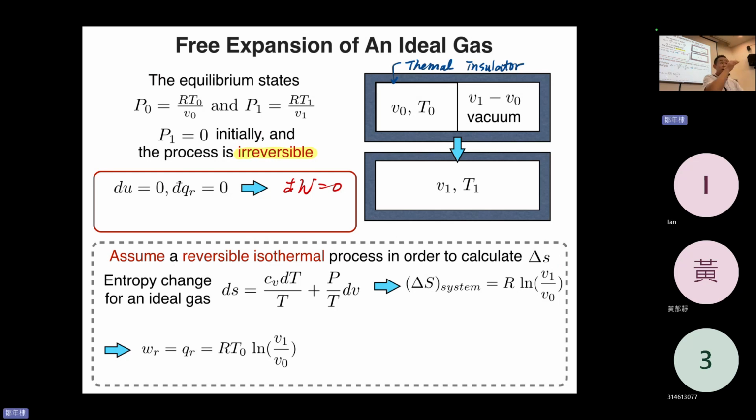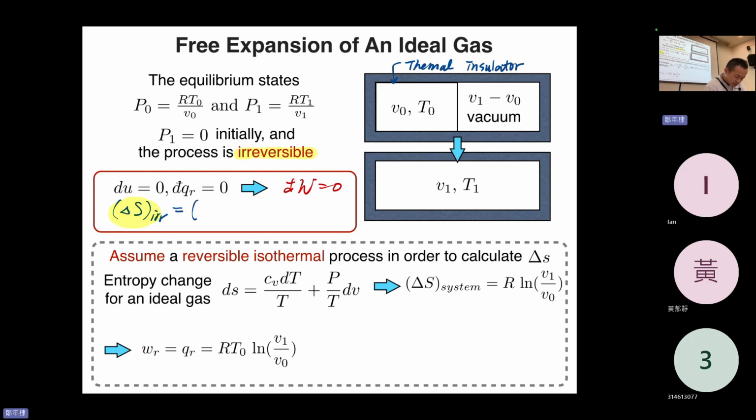But we want to know the delta S irreversible. We want to know this. This is irreversible, I highlight by yellow. Okay. Can we determine this?